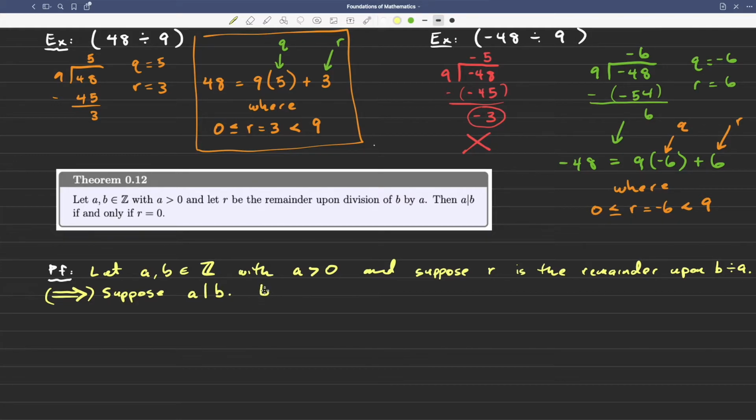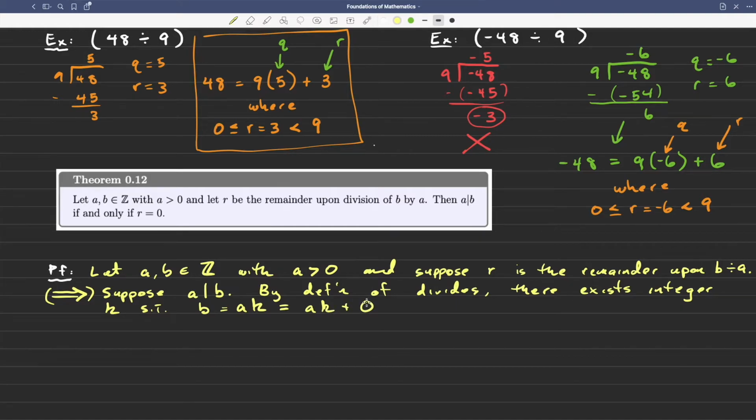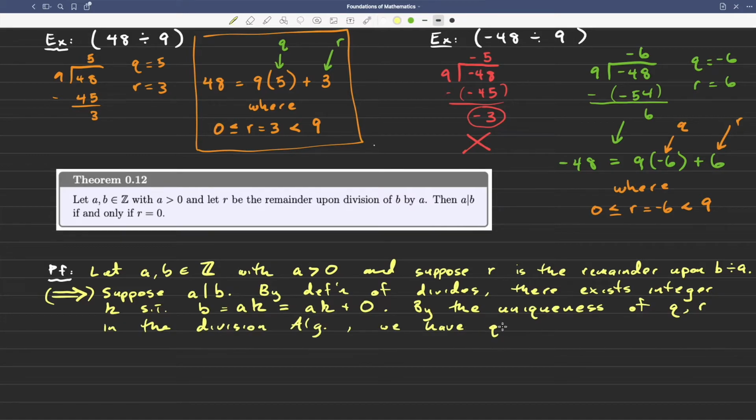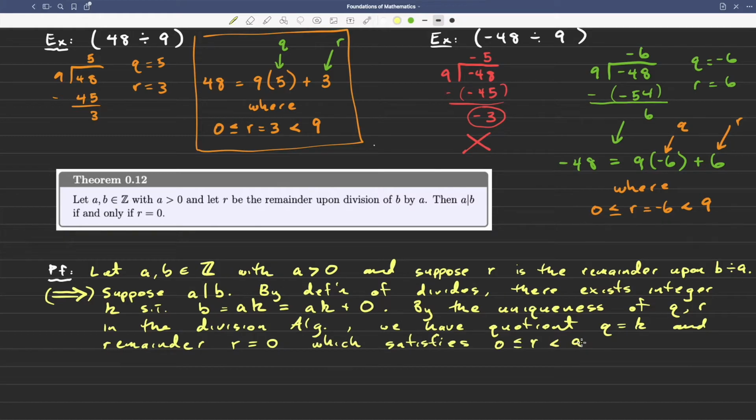Well, what does that mean? By definition of divides, there exists an integer, let's say k, such that b is equal to a times k. But this is equal to a times k plus 0. And then by the division algorithm, in particular the uniqueness component of it, by the uniqueness of q and r in the division algorithm, we have quotient q equals k and remainder r equals 0, which satisfies the required inequality from the division algorithm. So in particular, we know r is equal to 0, which is what we wanted to prove.